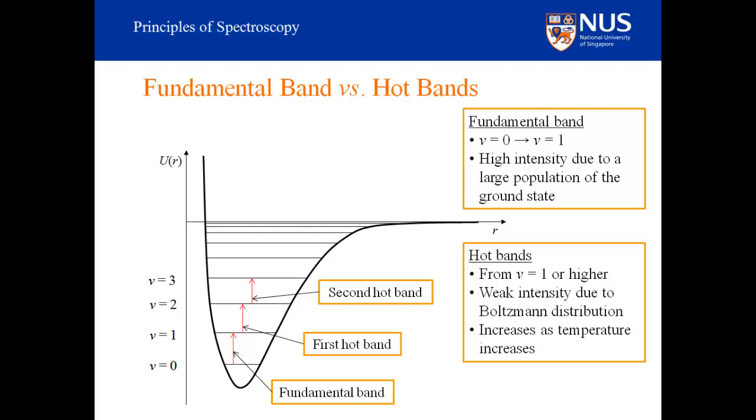This behavior is not the same with the overtones. With overtones, the initial state is always V equals 0. So the intensities of the overtones will also decrease with increasing temperature, in the same way that the intensity of the fundamental band decreases with increasing temperature.